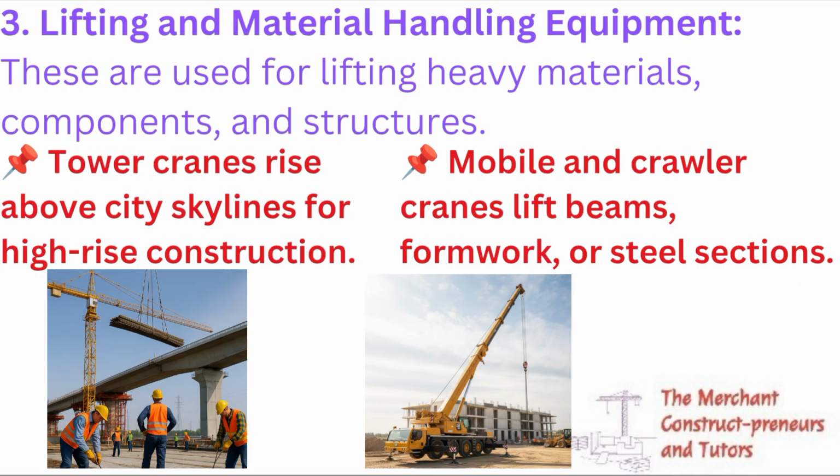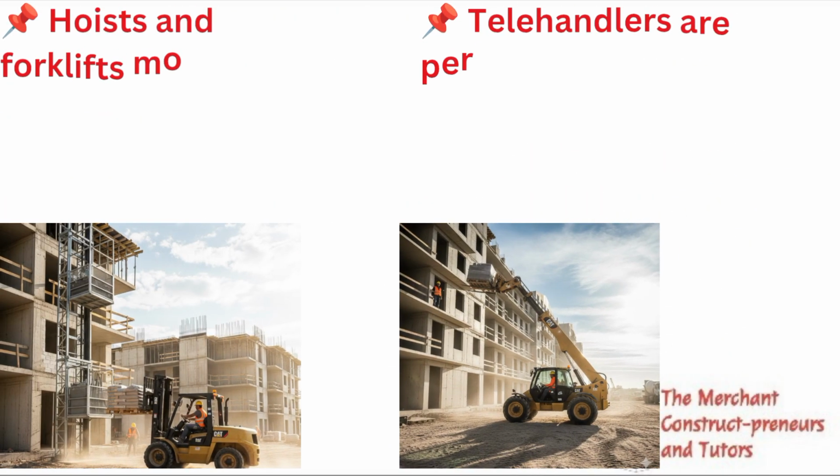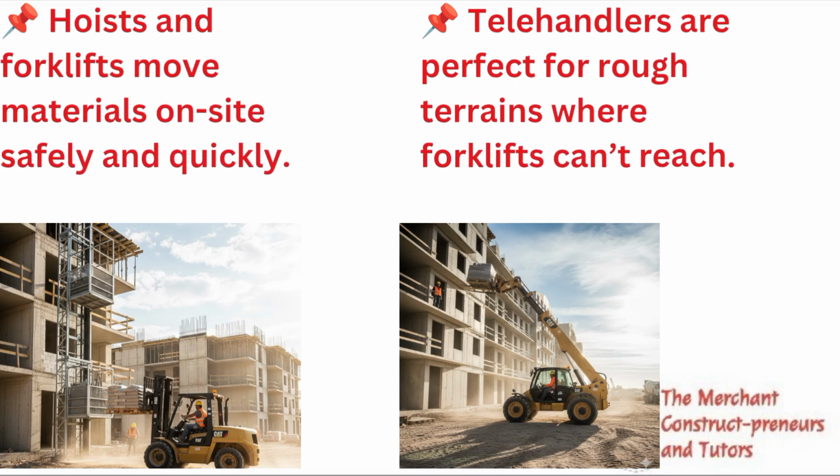The mobile crane does the same thing as the tower crane, just that the mobile crane cannot get higher, so it may not be able to send materials up there, but the tower crane can be adjusted to any height provided the materials are on site, right? So other lifting machines we have are the hoist and forklifts. These move materials on site safely and quickly.